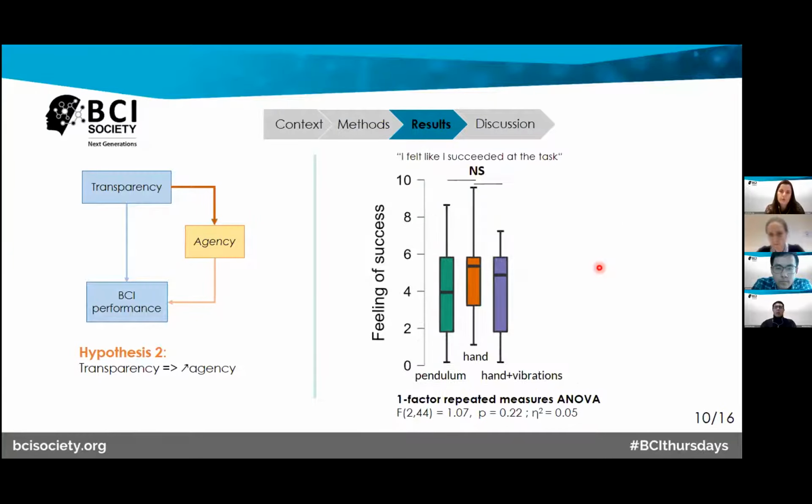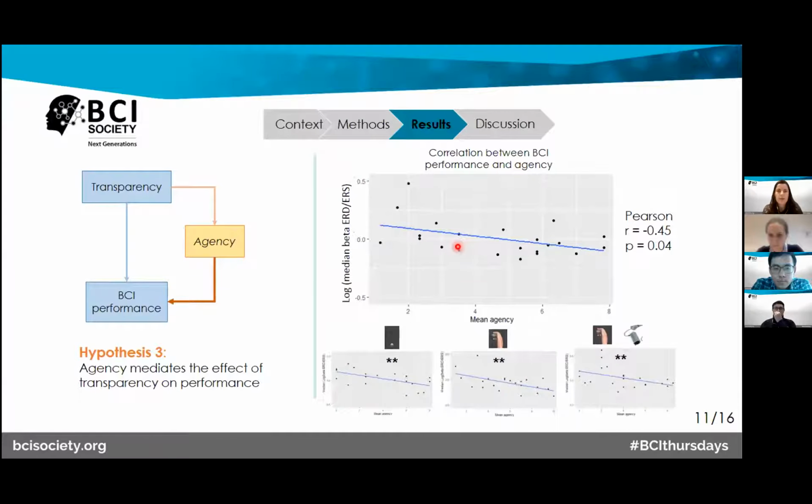We also report the results from user satisfaction variables, such as the feeling of success of the participants, that was not different between the different feedback conditions. And finally, we quantified a correlation between the BCI performance and the sense of agency of the participants. So the stronger was your performance, the stronger your sense of agency. And this correlation held for all the different feedback conditions.